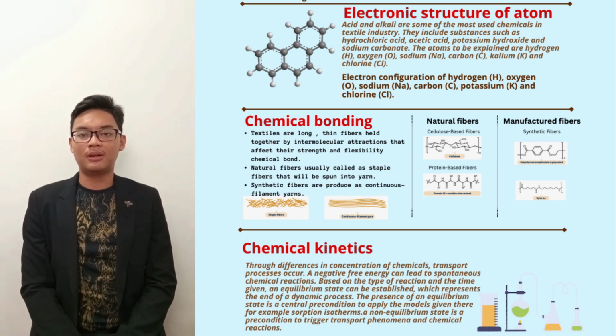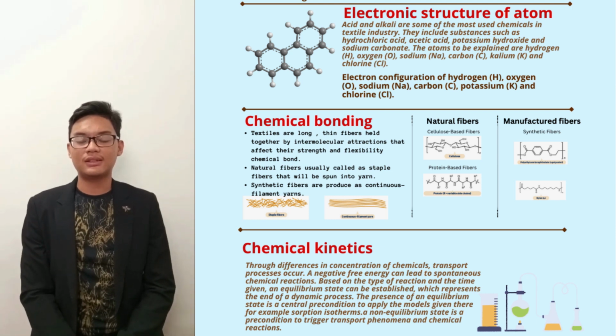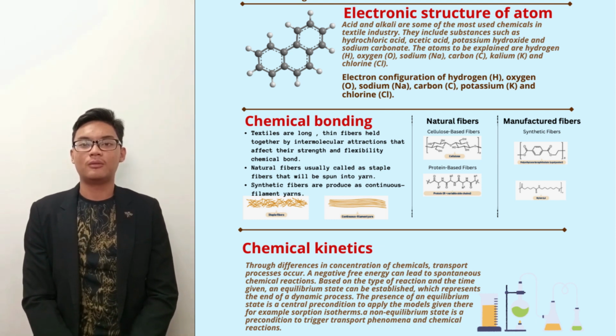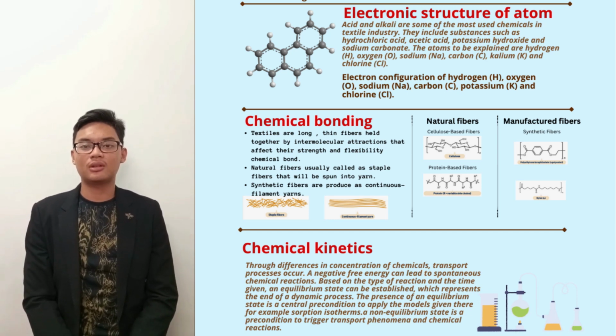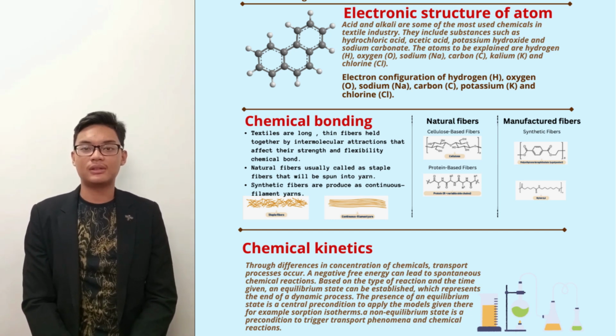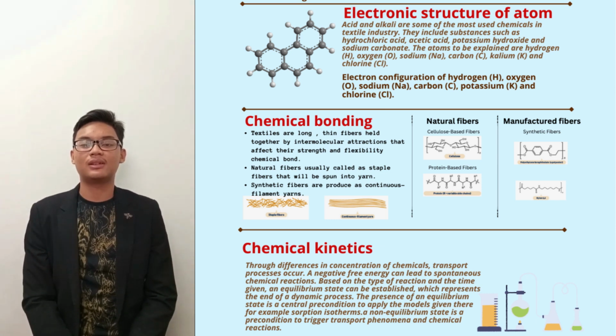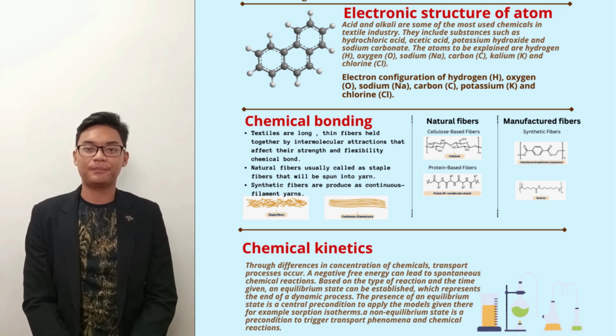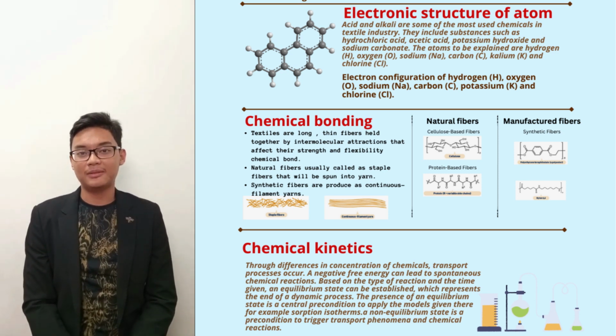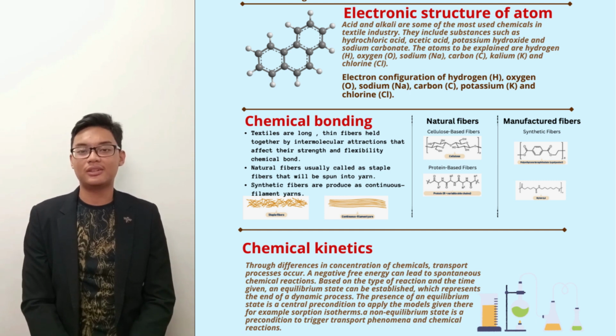I am going to talk about electronic structure in textile industry. In textile industry, we use substances such as acid and base. Therefore, we are going to talk about a lot smaller substances, which are the elements in these substances. Those acid and base include acetic acid, hydrogen peroxide, and sodium chloride. We are going to talk about the elements in these substances, which include carbon, oxygen, hydrogen, and so on.